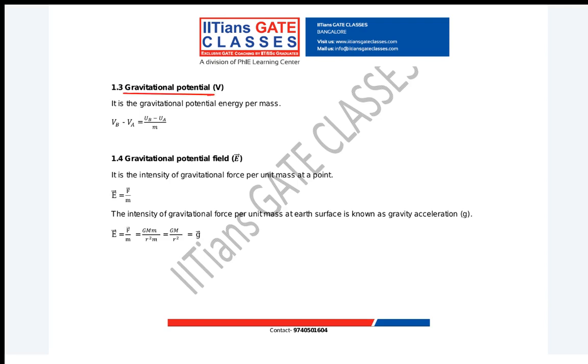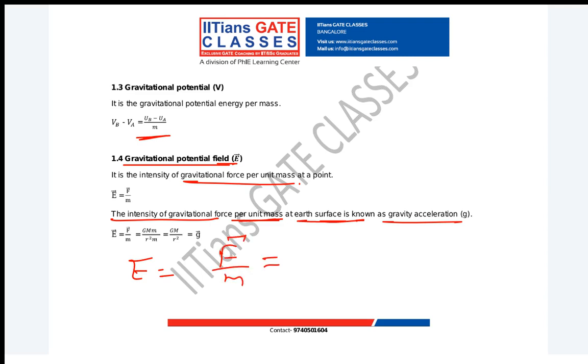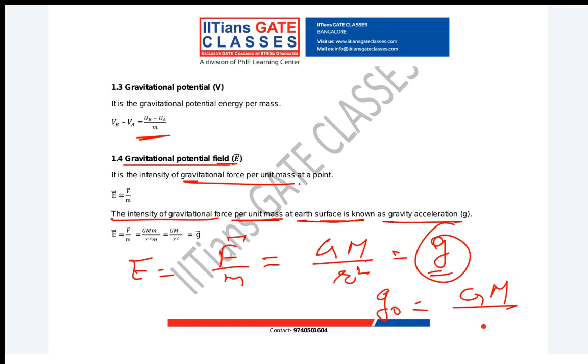Now gravitational potential is nothing but gravitational potential energy per unit mass, known as gravitational potential. Now the next is what? Gravitational potential field. So gravitational force per unit mass, or intensity of gravitational force, is what? This is nothing but acceleration due to gravity. So the intensity of gravitational force per unit mass at Earth's surface is known as gravitational acceleration. Okay, gravitational acceleration. So E equal to what? F vector by M, and we know F vector by M is G capital M by R square, and it is nothing but g. Okay, and at Earth's surface, g naught is what? Capital GM by R square.